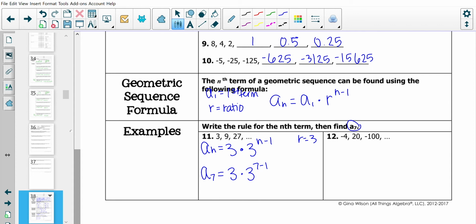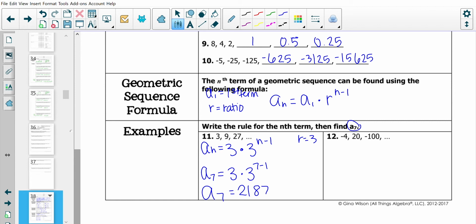So 7 minus 1 is what? 6. 3 to the power of 6. Put it in the calculator. 3 raised to the 6 is 729. Times 3. That's 2187. Thank you, Macy. You get a brownie point.